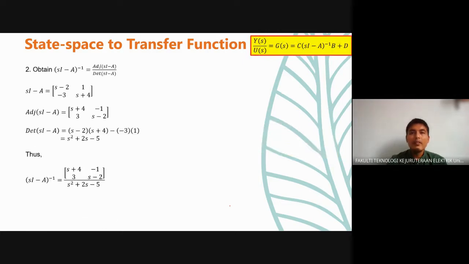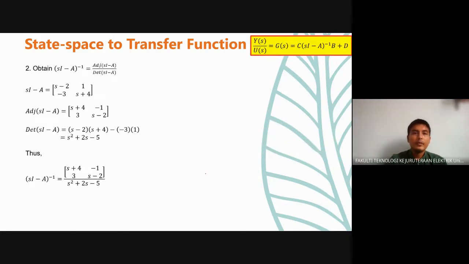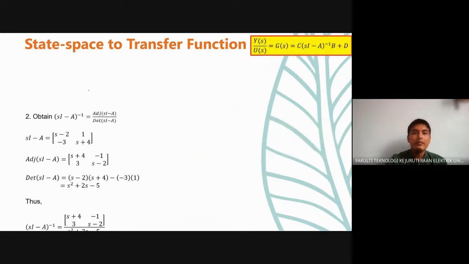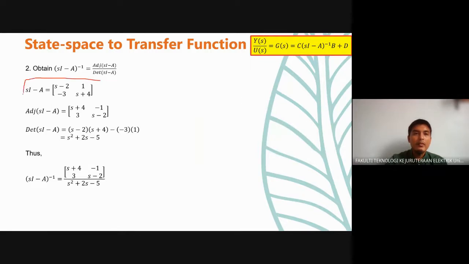After you obtain sI minus A, this is your sI minus A. Again, okay, this is your sI minus A. And then you need to find (sI minus A) inverse by using this formula, adjoint divided by determinant. So the adjoint of sI minus A, this is the answer. How do you want to get the answer? You use the 3.